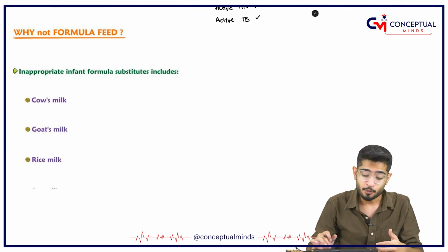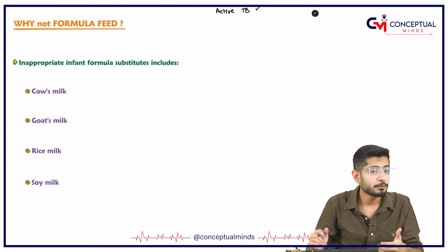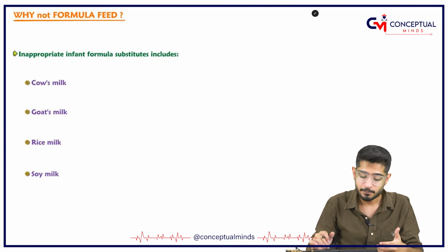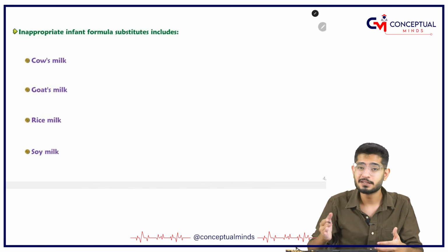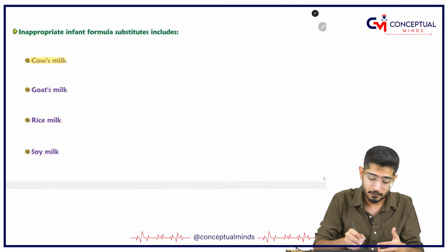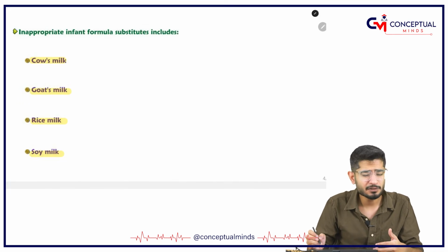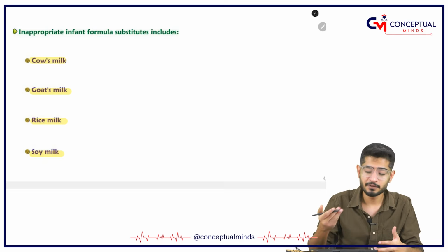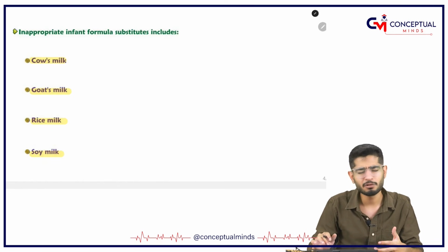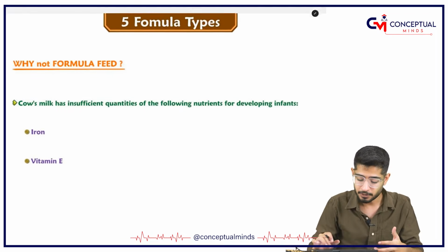All right. And why not formula feed? Why is formula feed not given to every child? Because please understand that some feeds like cow's milk, goat milk, rice milk, soya milk are not good options, my dear friends. That's why you should not pressurize any female to give the formula milk, because otherwise they'll start giving cow milk, goat milk. They are not at all replaceable for the breast milk.